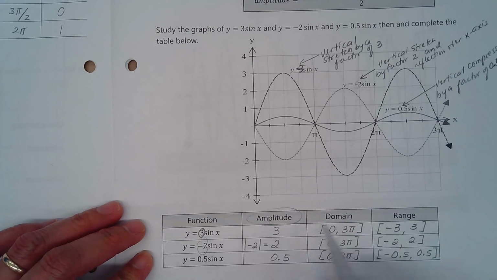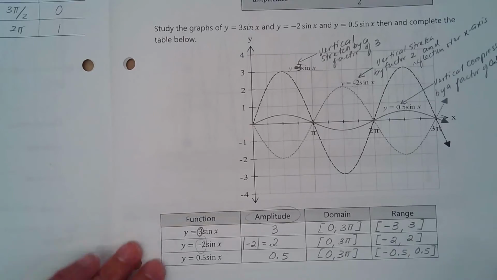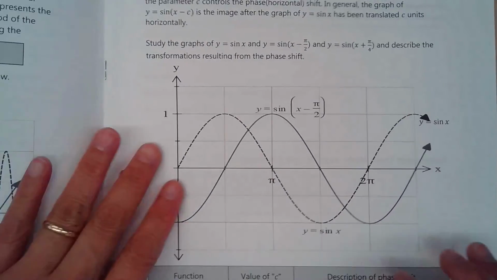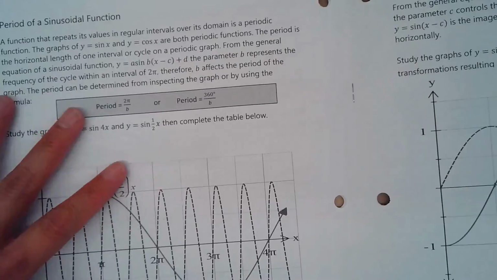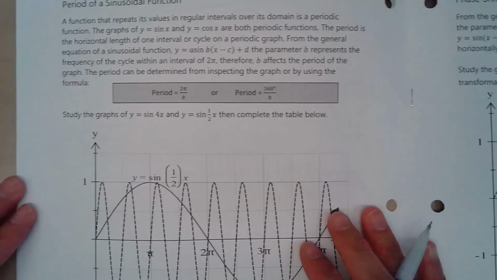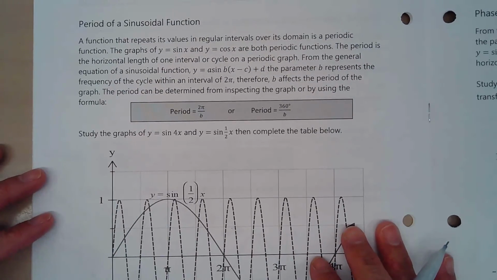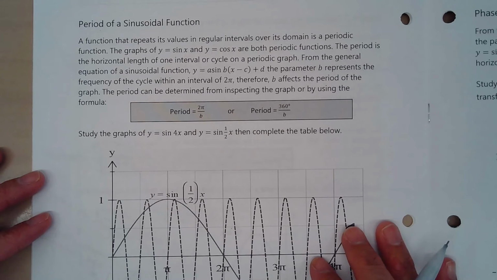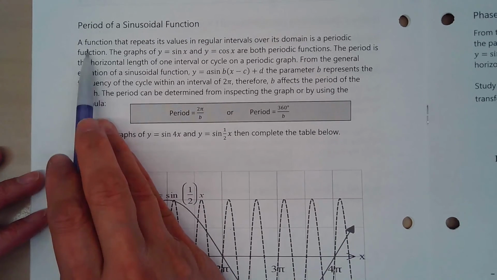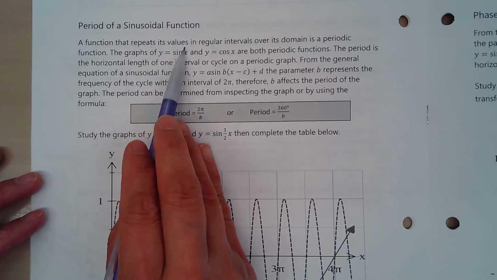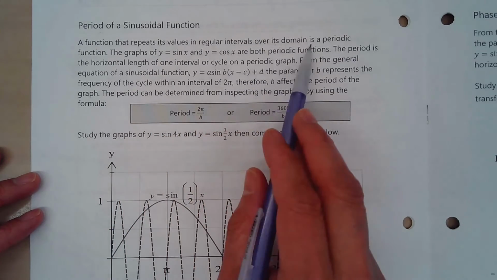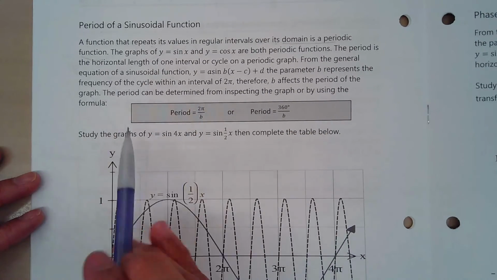Amplitude, always positive. The negative just tells us that it's reflected down. Okay. Period. So a function that repeats its values in a regular interval over its domain is a periodic function.